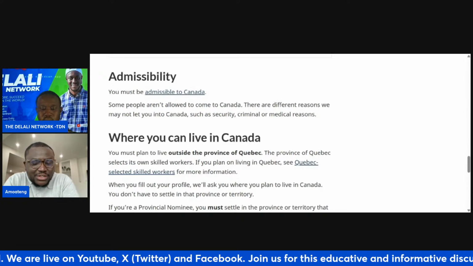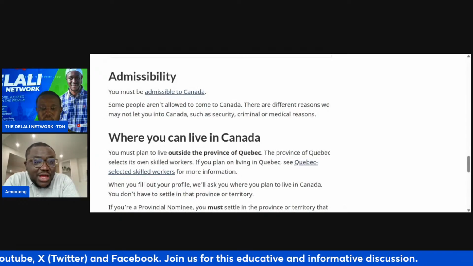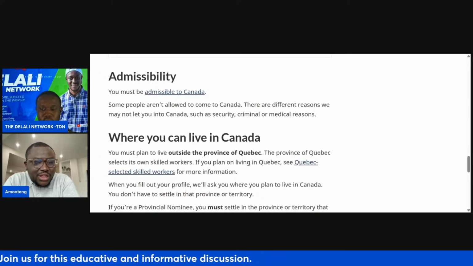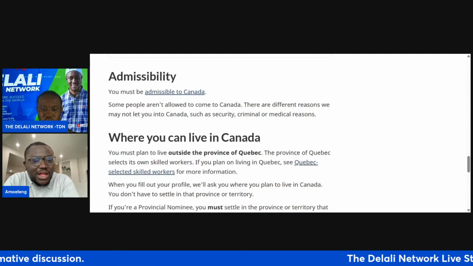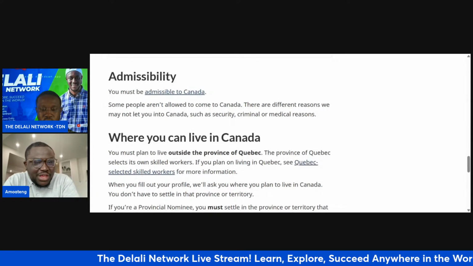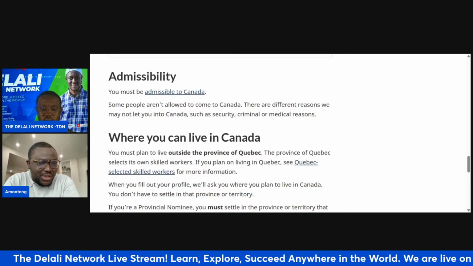But for temporary residents, work visitors, PRs, you don't have that absolute right. So even if you're a PR and you go out of the country, when you come back, they need to check certain things before they allow you to come in, right? So that is the admissibility side. There are certain things that can make people inadmissible, meaning they will not be allowed to enter Canada.